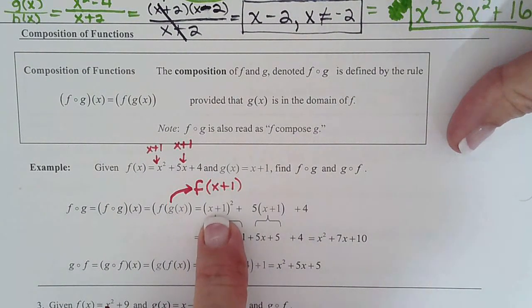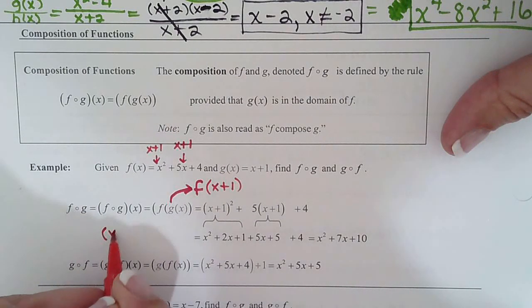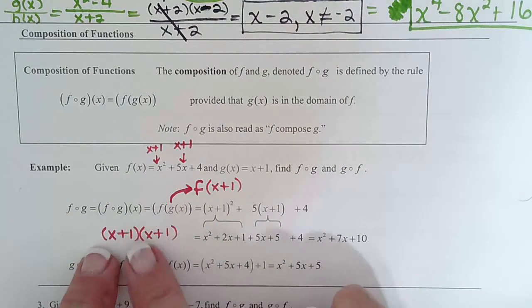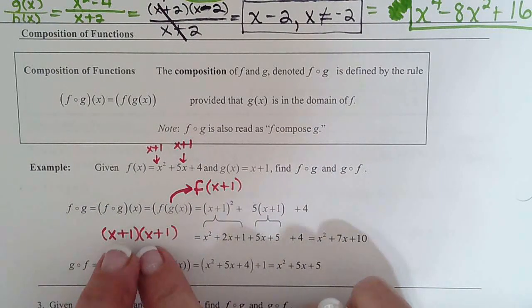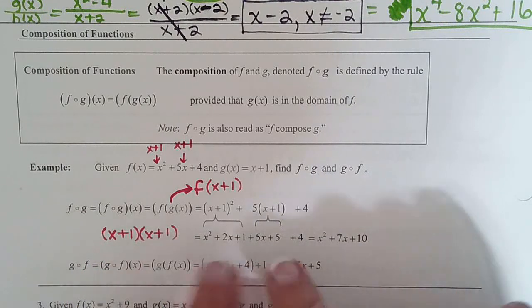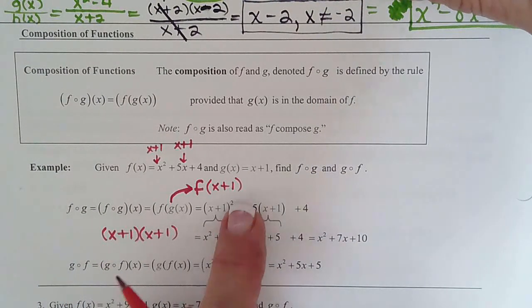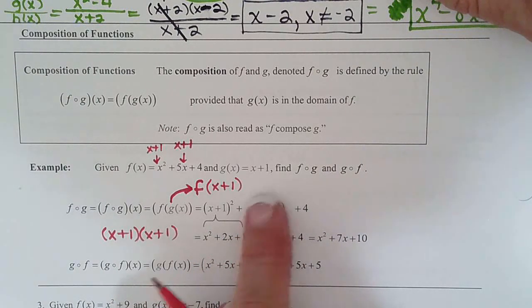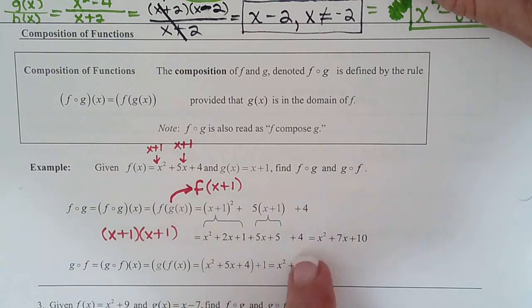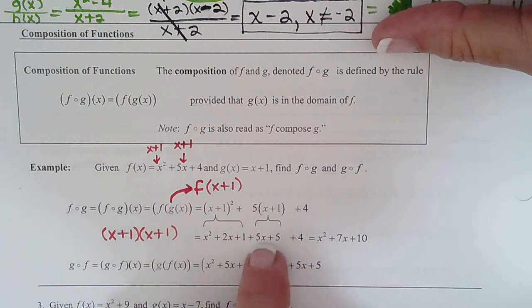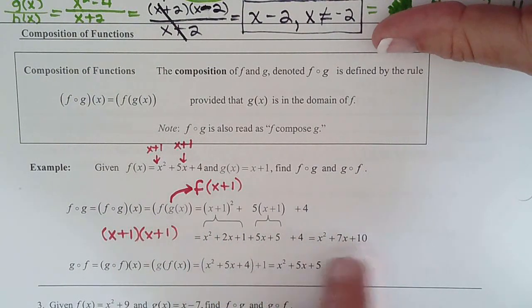They forget that this is FOIL and they write x squared plus 1. Don't do that. Not this late in the course. You should not be doing that. So when you FOIL that, you get x squared, 1x plus 1x is 2x, plus 1. So that is FOILing whenever you have two terms squared. This turns into 5x plus 5, and then we have our plus 4. So combining like terms, you get x squared plus 7x plus 10.